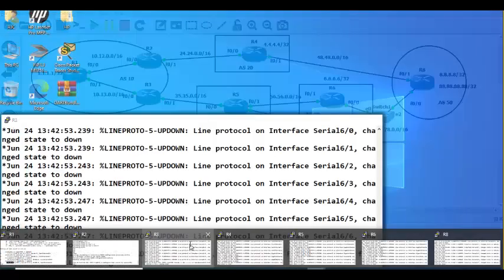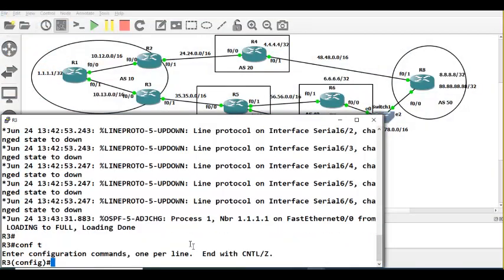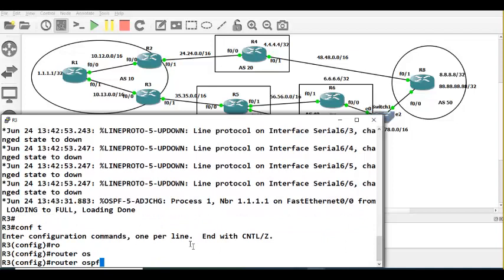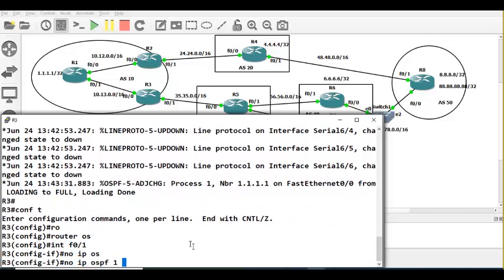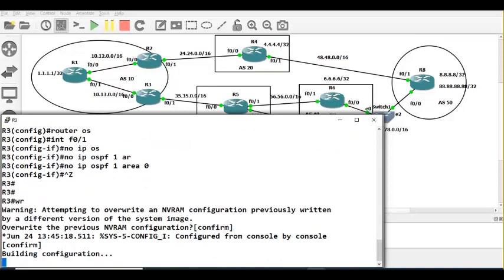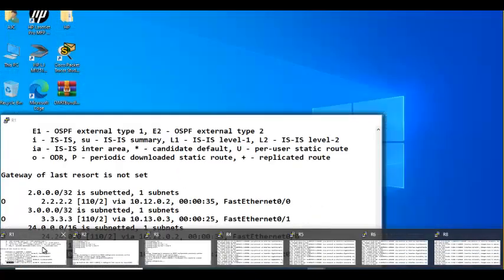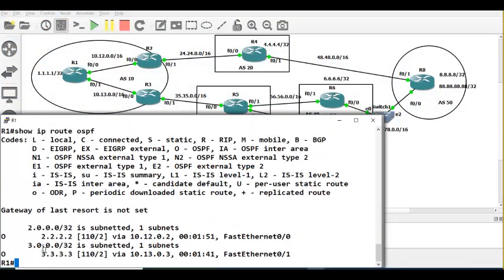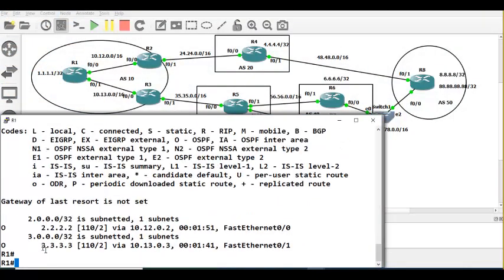Likewise, I'll go to router 3. Interface F0/1, no ip ospf 1 area 0. That's what I configured. Okay, now let us go back and check R1. Wonderful. So we are now ready to form IBGP, but not full mesh.